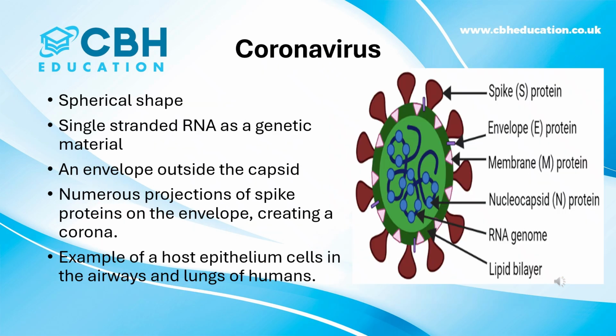So the coronavirus is spherical in shape. It has single-stranded RNA as the genetic material. The envelope is outside the capsid, and it has numerous projections of spike proteins on the envelope, creating a corona. An example of the host is epithelium cells in the airways and lungs of humans.